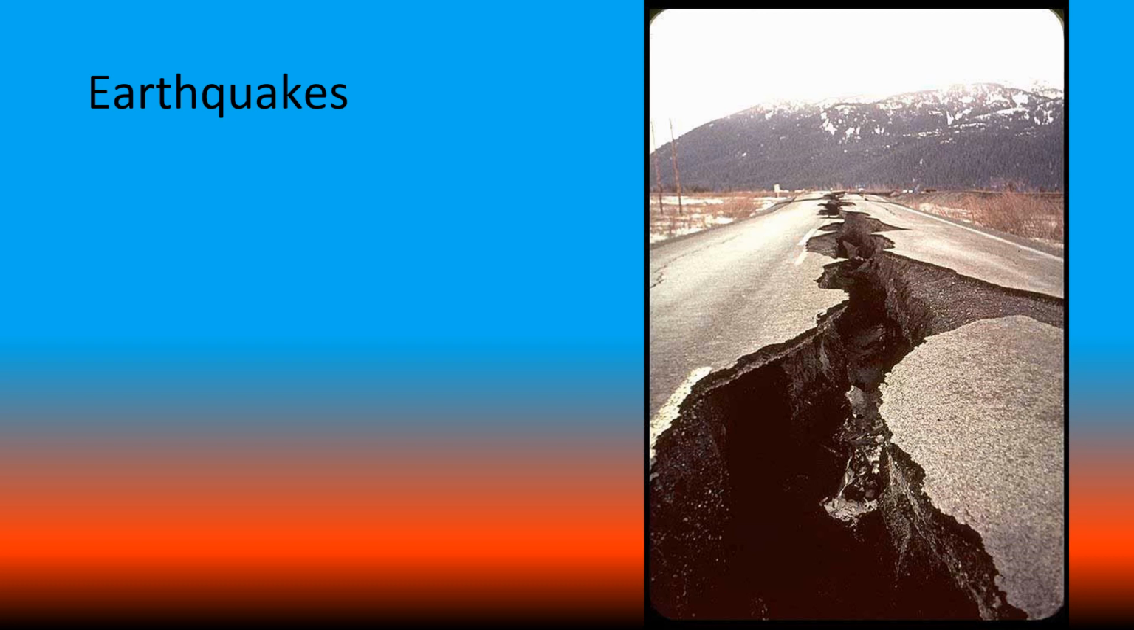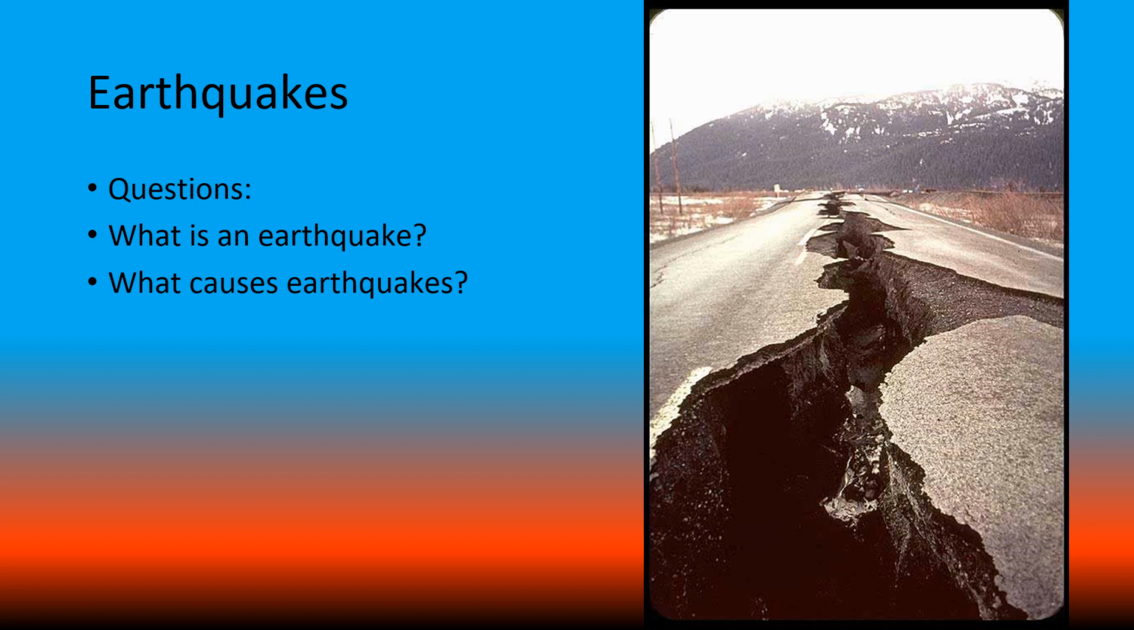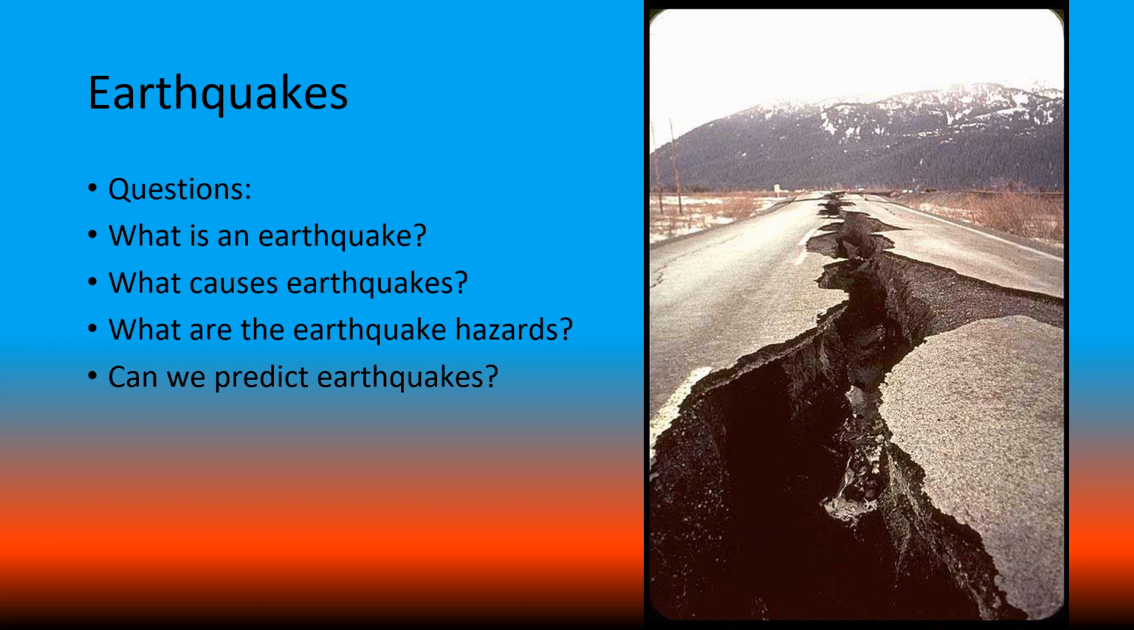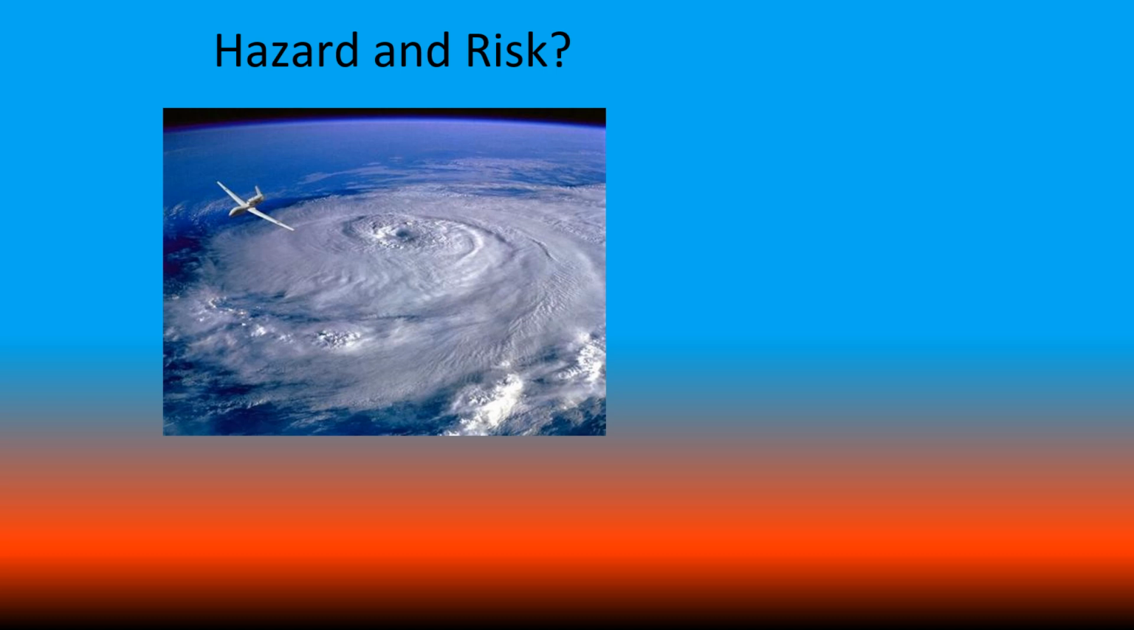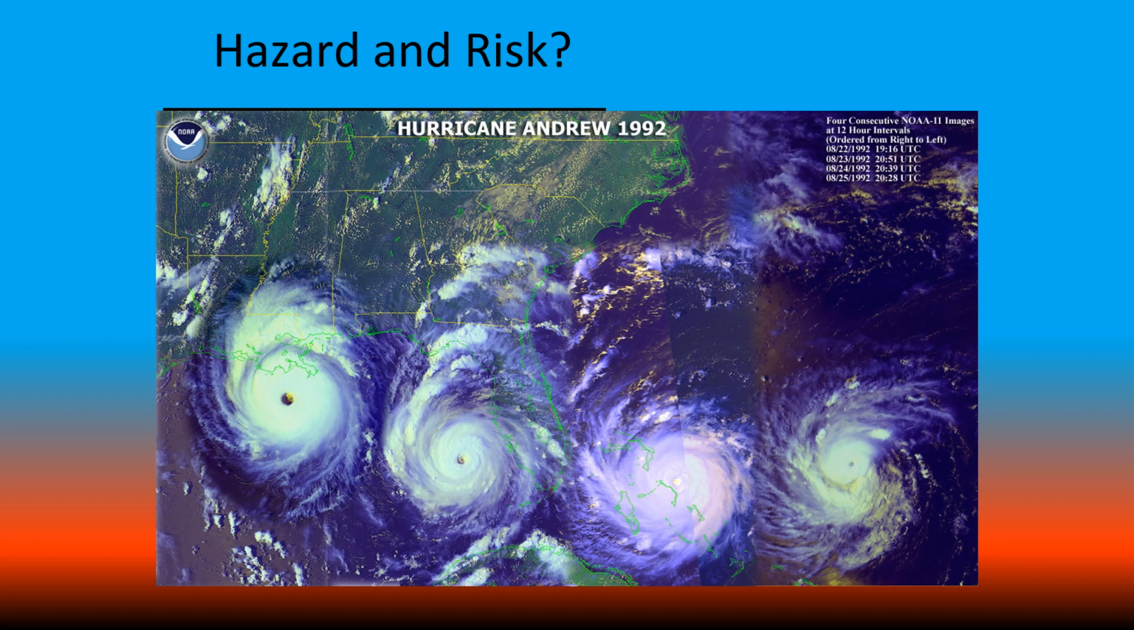So the questions we need to ask ourselves here are, what is an earthquake? What causes earthquakes? What are earthquake hazards? Can we predict earthquakes? And how do we plan for them? So let's talk a little bit about the difference of hazard and risk. You know, there's a risk before an event occurs. We have risks, and then we have hazards. And a hazard is usually when that risk becomes realized and is sort of dangerous.